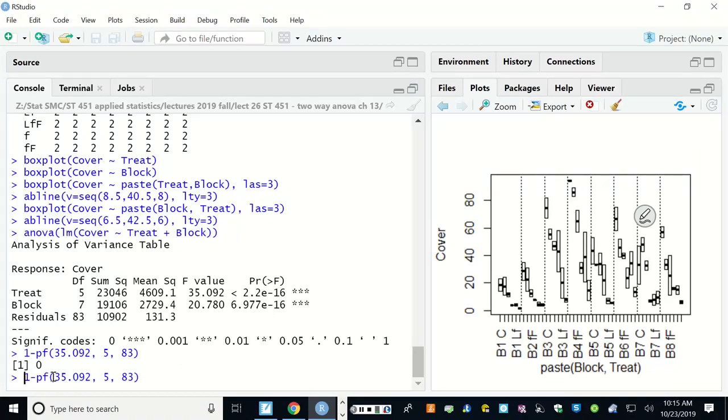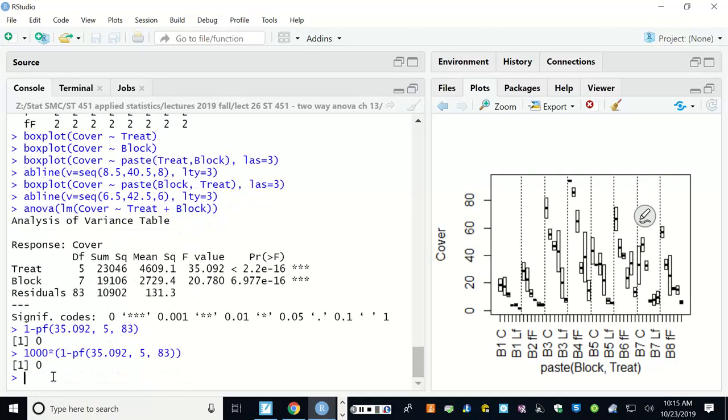If you wanted to see that, say if we multiply by 1,000, but it doesn't show us any numbers. Well, let's do the other one, that's not quite so far out there. So 20.78, but this would be 7 degrees of freedom. The denominator is still the 83.